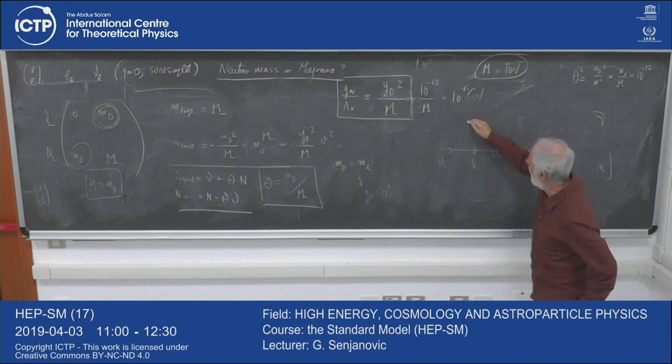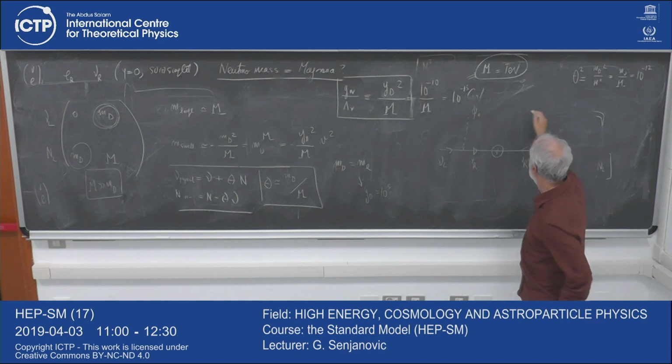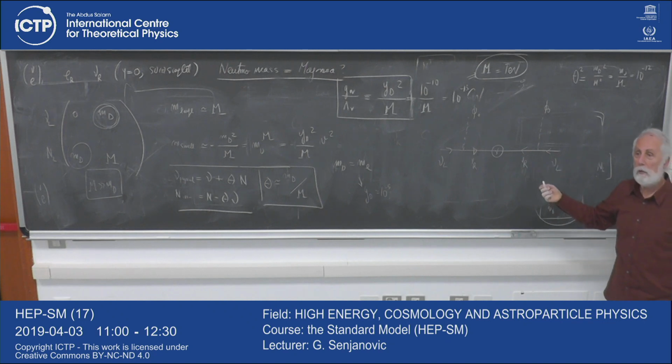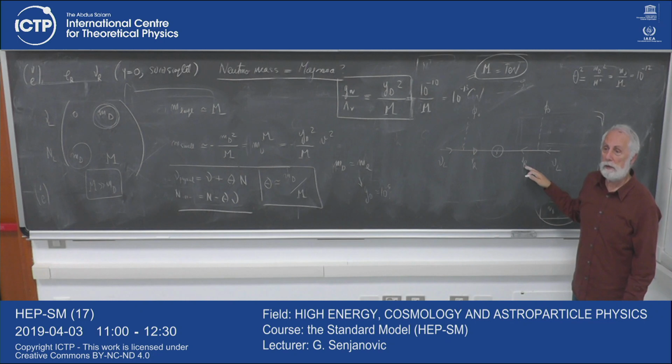So notice, this is symbolically a diagram, okay? This is phi 0 here. This is how we get the interaction. Remember how I got the Fermi interaction? I got it by exchanging the W. Here I will exchange the right-handed neutrino.